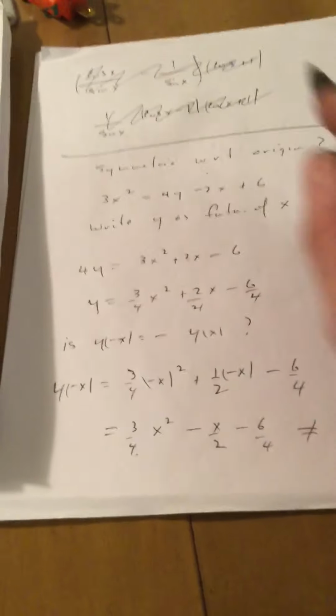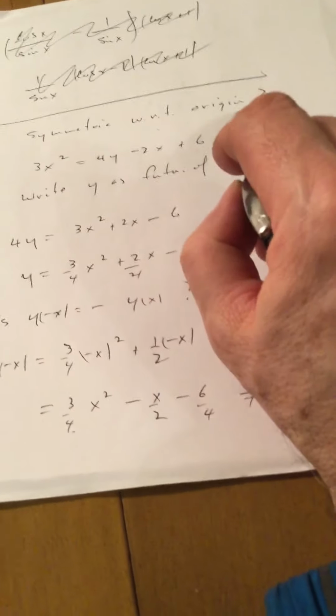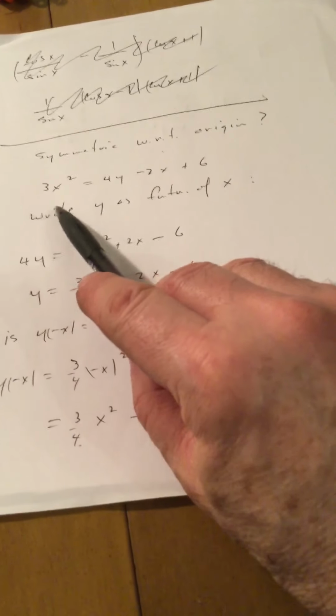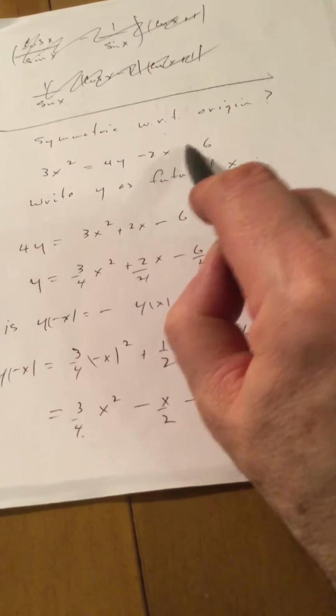All right, here's a problem, which is on page 189, number 18. The question is: is the following function symmetric with regard to the origin? 3x squared is equal to 4y minus 2x plus 6.